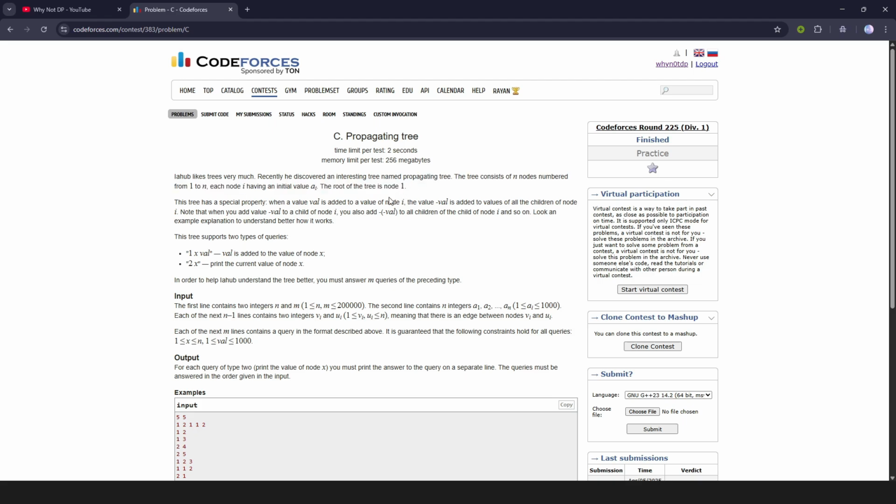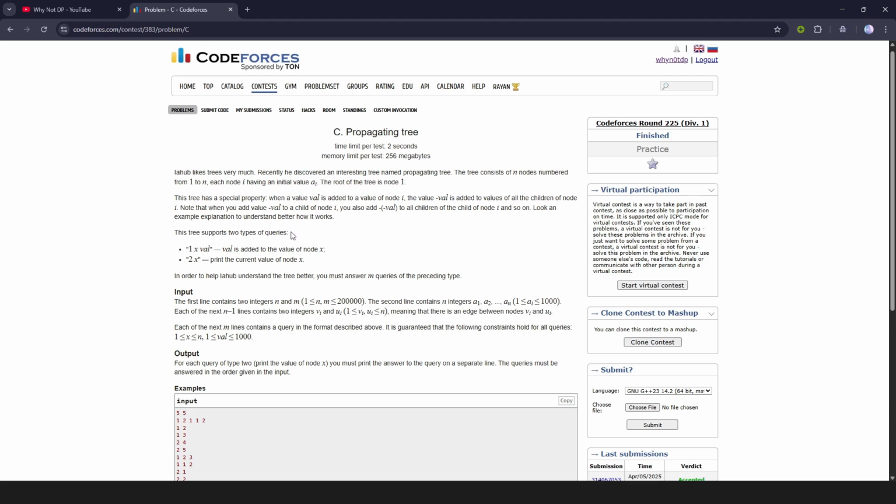This tree has a special property: when a value val is added to the value of node i, the value minus val is added to the values of all the children of node i. Note that when you add minus val to a child of node i, you also add minus of minus val, that is plus val, to all children of the child, and so on. Look at the example explanation to understand better how it works.